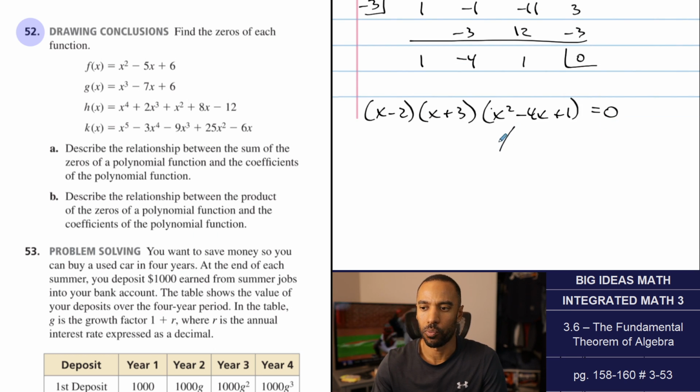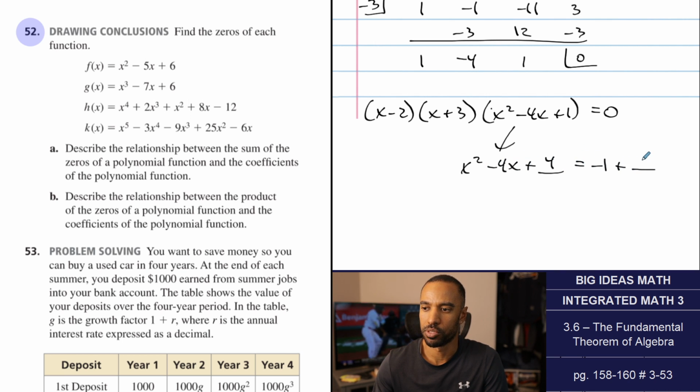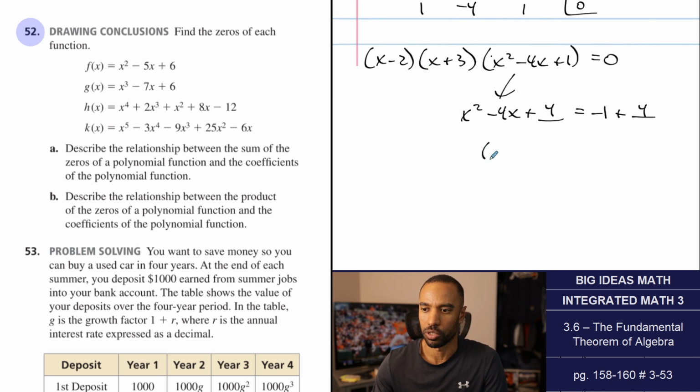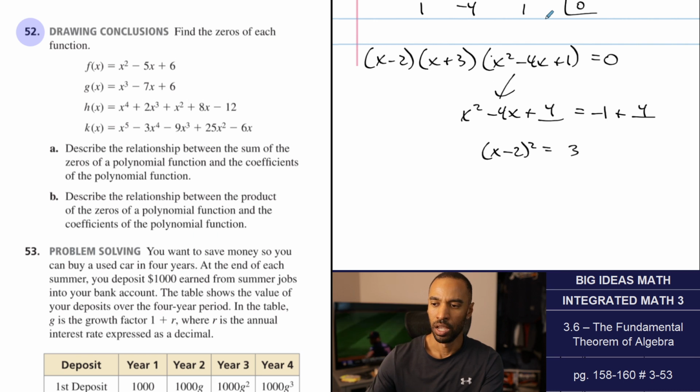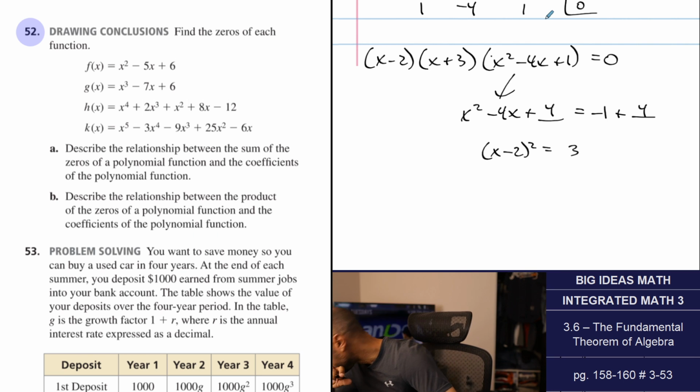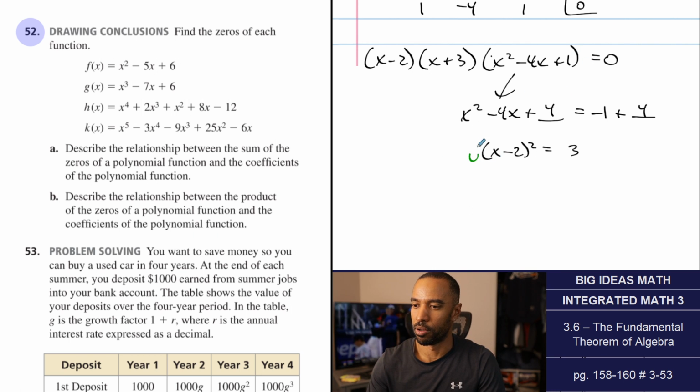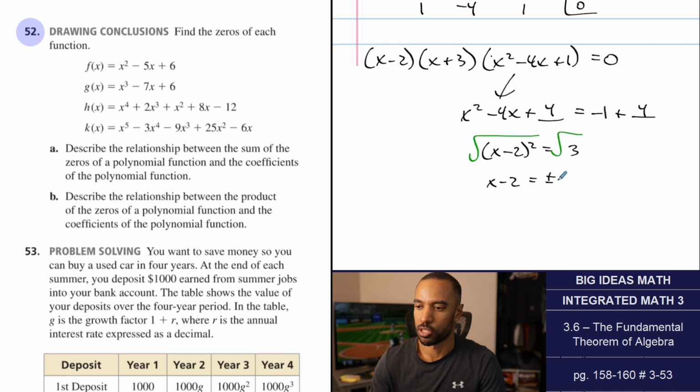This quadratic is not factorable. I can solve, say, by completing the square. I'm going to add 4 to both sides of this. I subtracted the 1 over. This is not imaginary solutions, though. These are real. X minus 2 squared equals 3. Take the square root of both sides. And you get x minus 2 equals plus or minus root 3. So x equals 2 plus or minus root 3.